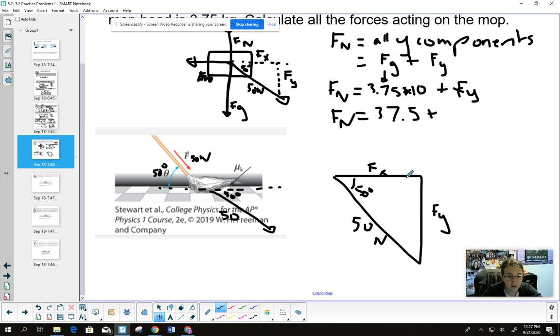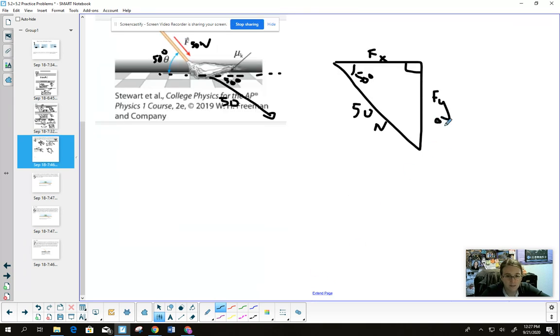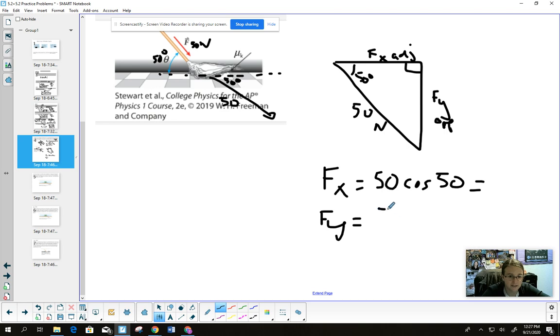Take a moment. We're going to go ahead and find both, but we're only going to use the y component right now. Go ahead and find the y component and the x component. Okay, let's check. So this is my opposite. This is my adjacent. That means in this case, my x component will be cosine 50, and my y component will be sine 50 because it's opposite.